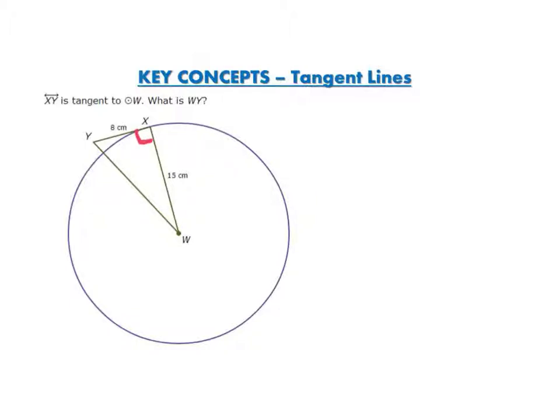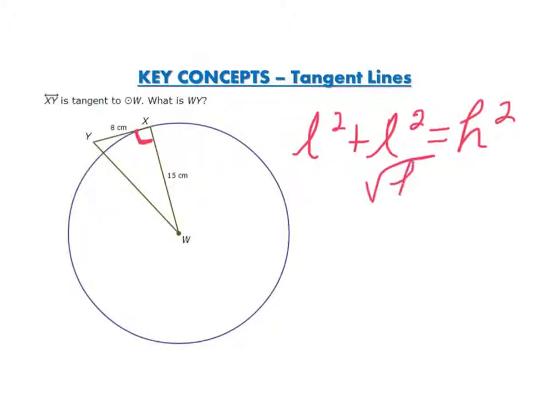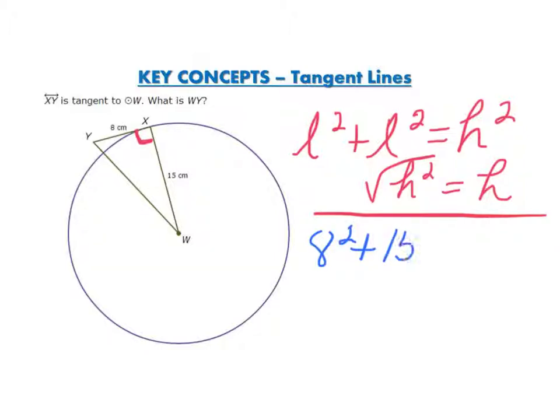So again, we have leg squared plus leg squared equals hypotenuse squared. We're going to take the square root of the hypotenuse squared. That'll give us the length of the hypotenuse. We've been doing this now for a while. So in your calculators, you are going to take 8 squared plus 15 squared.